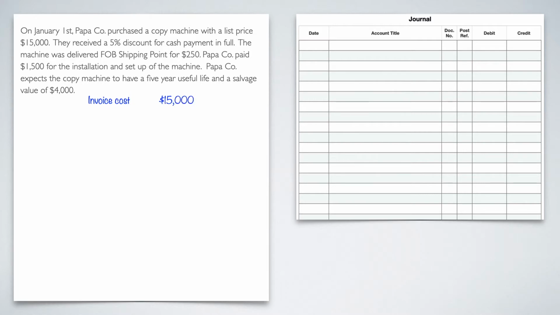The next would be the discount. We did get a 5% discount because we paid in cash in full. So 5% of $15,000 is $750, and we can take that out. Next is the delivery cost. FOB shipping point, so that is the buyer's responsibility. We are the buyer, so we do have to pay that, and that is getting it to our facility. So we will add $250. And next is the $1,500 for the installation and the setup of the machine. That's getting it ready for its intended purpose, so we will include that as well.